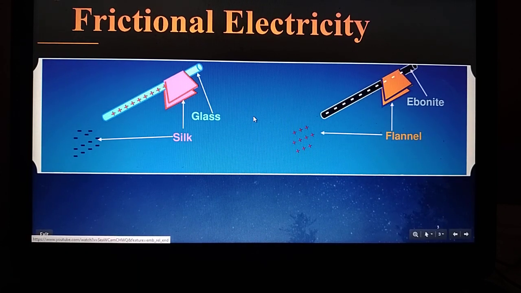Now it is very important to note that the electrification of a body, whether positive or negative, is due to the transfer of electrons from one body to another. That is, if electrons are transferred from a body, then the deficiency of electrons makes the body positive. But if electrons are gained by a body, then the excess of electrons makes the body negative.